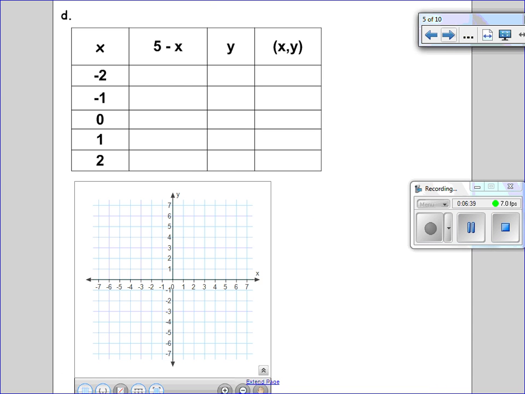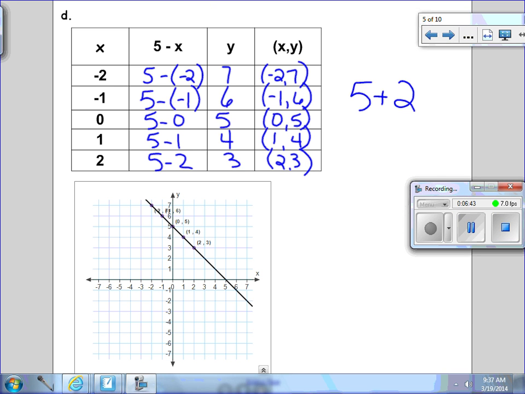Okay, I'll pause this one and we'll work this one out and plot it. Okay, again, when you have 5 minus whatever the domain is, 5 minus -2, remember we add the opposite, so that would be 7. And again, you can see a pattern, and you can check it, but this is also a linear function.